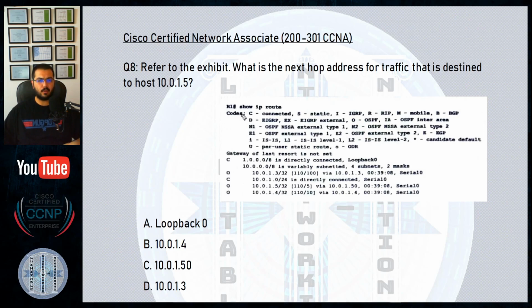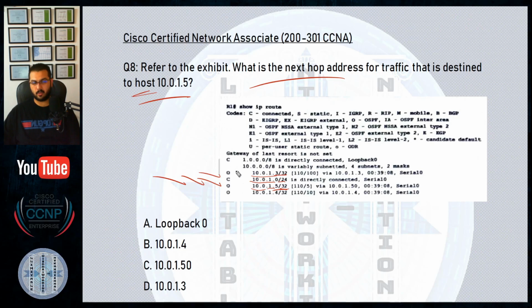Question 8, refer to the exhibit, and this is the exhibit. What is the next hop for the host 10.0.0.15? I have 10.0.0.13, but it's specific, so it will only be .3. 10.0.0.10/24 could be, and 10.0.0.15/32. Yes, and definitely yes, because it's the same one and it's a host.